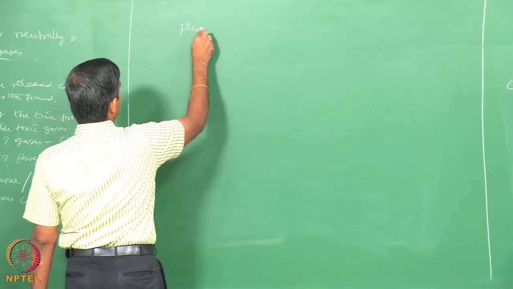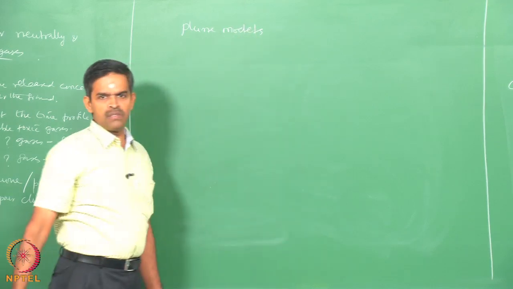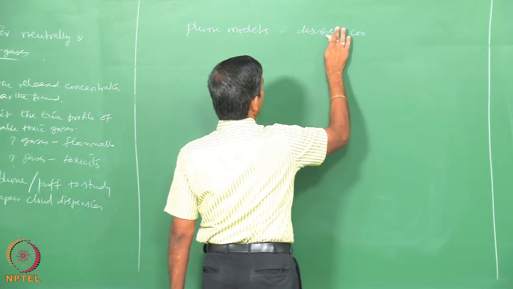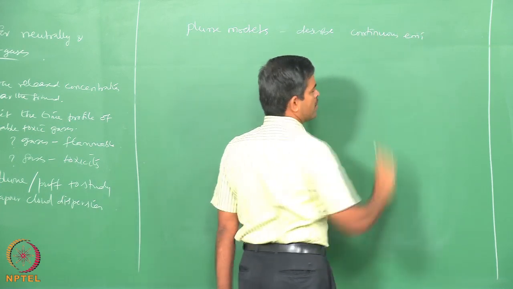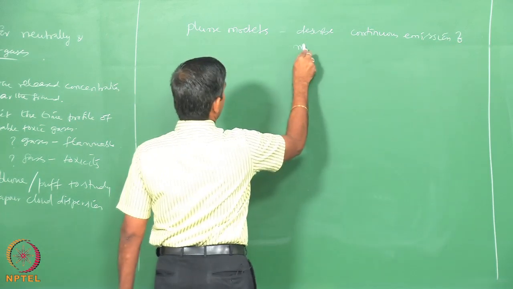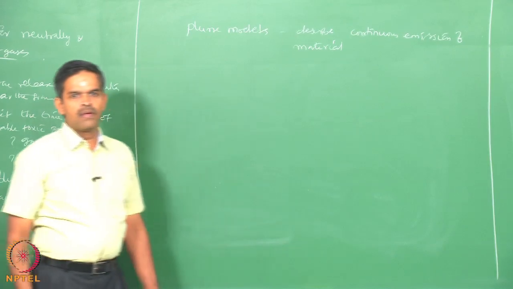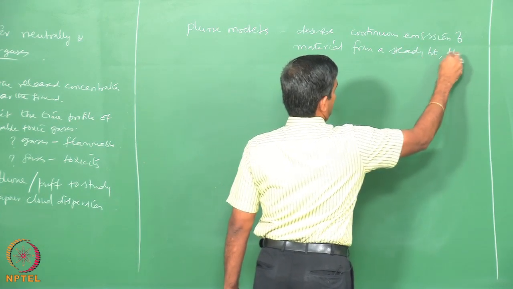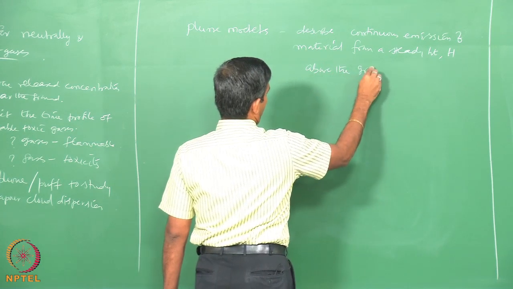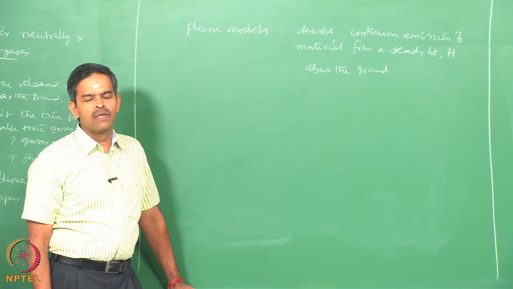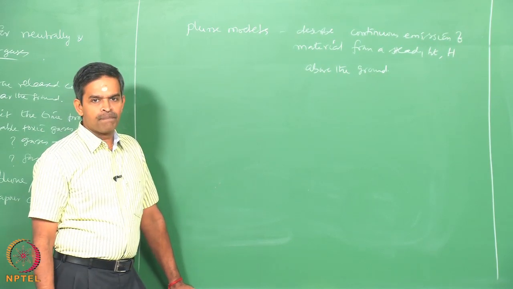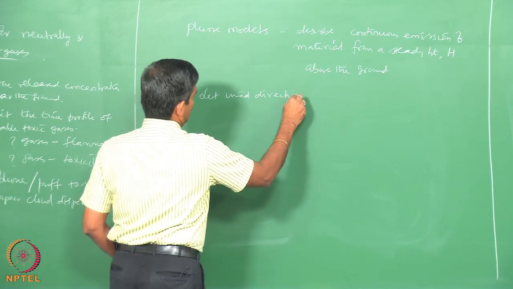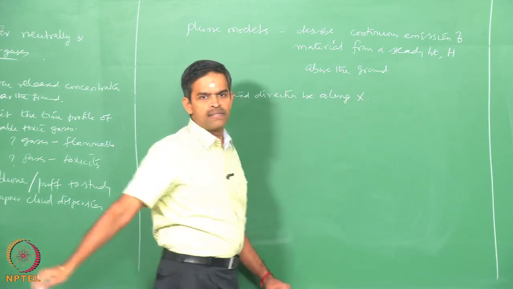We all know, as explained earlier, Plume models describe the continuous emission of material from a steady height h above the ground. Let us try to explain this graphically. Let the wind direction be along x axis.